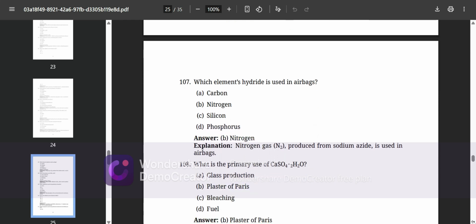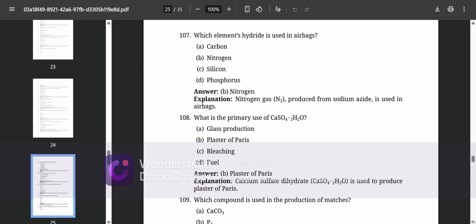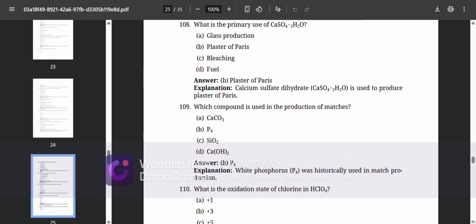Which element's compound is used in airbags? Nitrogen gas N2, produced from sodium azide, is used in airbags. What is the primary use of CaSO4·2H2O, calcium sulfate dihydrate? CaSO4·2H2O is used to produce plaster of Paris.